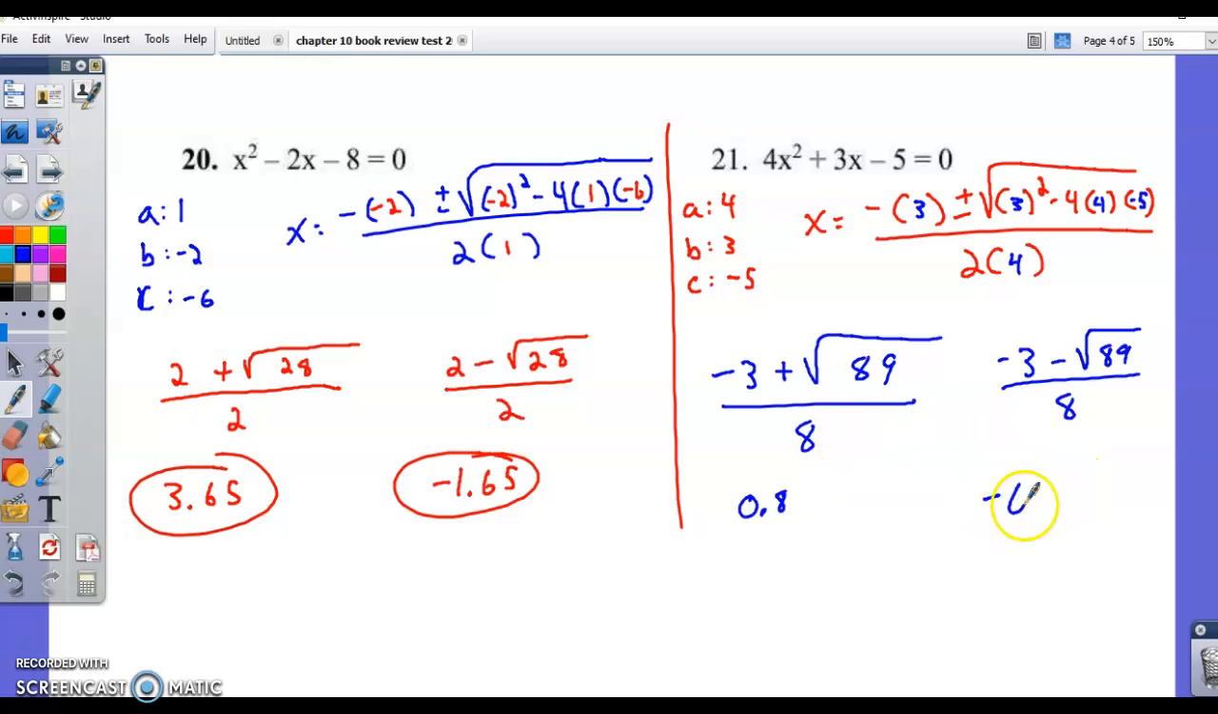It comes out as -1.5699, so I'm going to call that -1.57. So there's my 2 solutions for those problems.